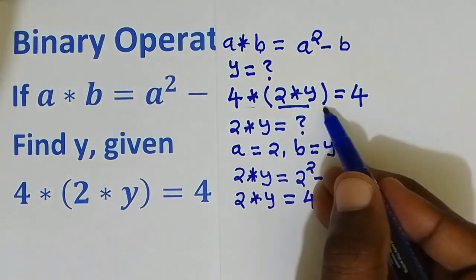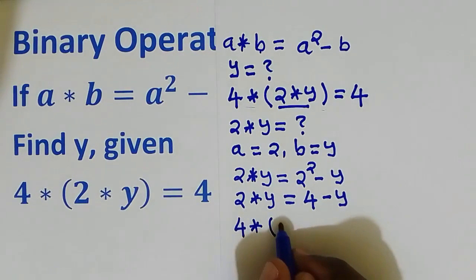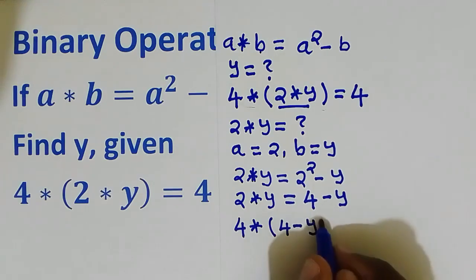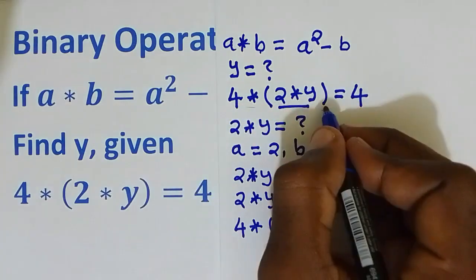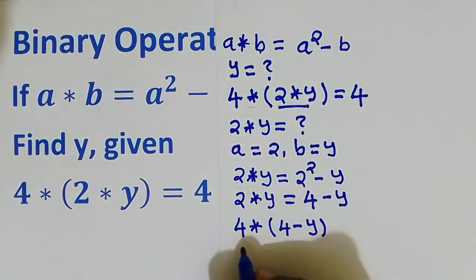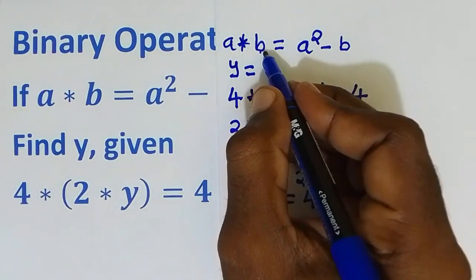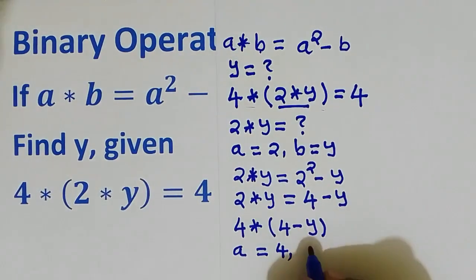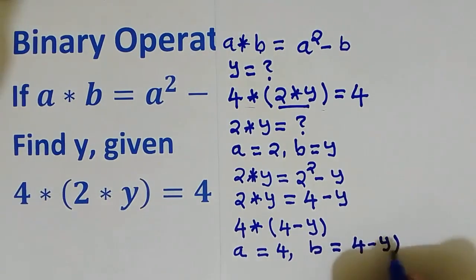So I can write this in this form: 4 star 4 minus y. Now I'm going to find the value of this. If I get the value of this, is the same as I get the value of this, which is equal to 4. Now let us compare the input, the first input with the first input, that is a is equal to 4. The second input with the second input, that is b, is equal to 4 minus y.